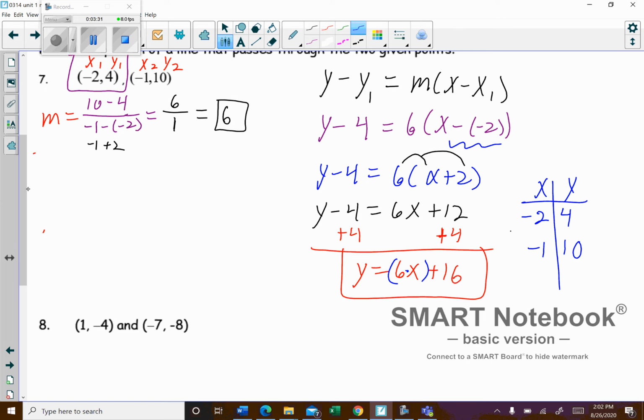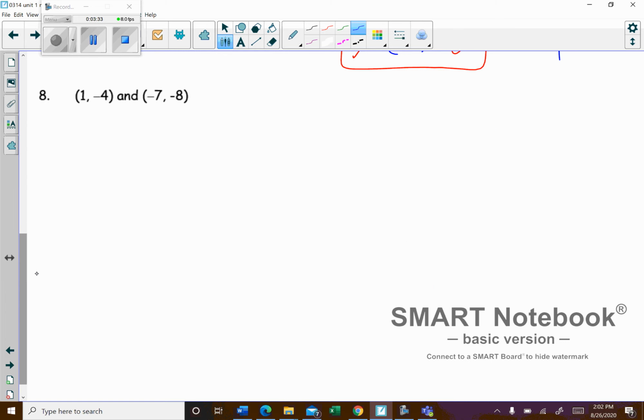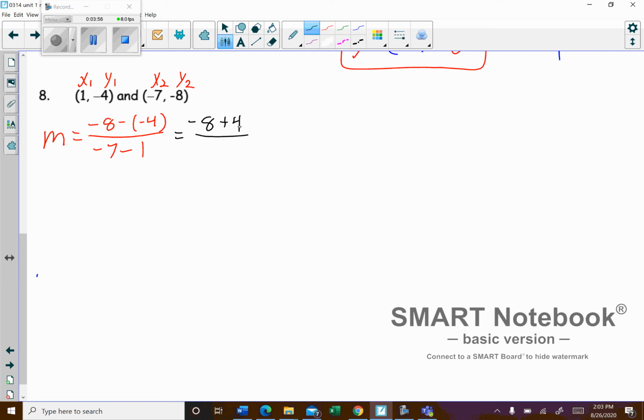Okay, so that one wasn't too bad. This next one I don't think will be much different, but let's see. So label the points and find the slope. So let's see, negative 8 minus negative 4 over negative 7 minus 1. On top, I have double negatives. I'll go ahead and show the work here. So that'll become a plus 4.